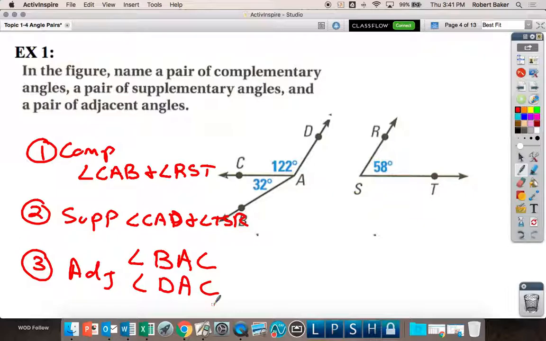Adjacent angles, by definition, have a common vertex. Do they both share A? Oh, you're right. By definition, adjacent angles have a common side. Do they both have AC? Yes. So by writing it like that, you can verify if they are or are not adjacent. Thank you.